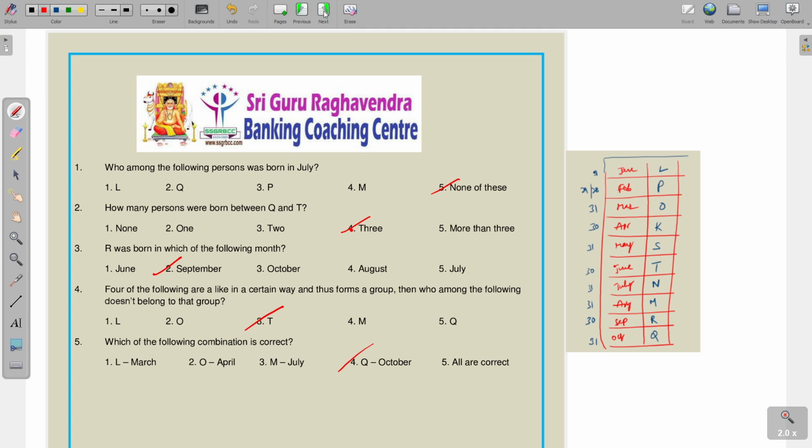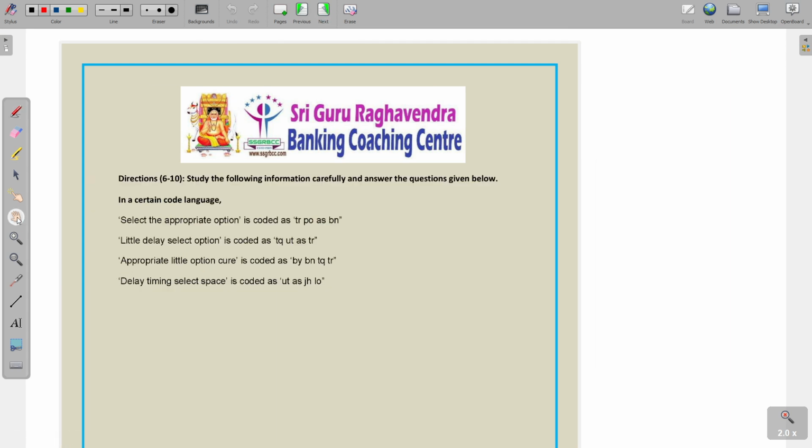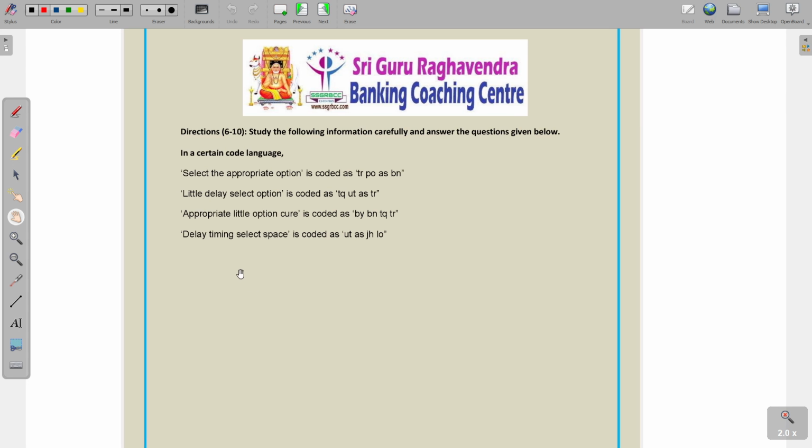Next, see the next one, coding and decoding. First of all, try to find code for each and every word and then answer the questions. See the first one, select the appropriate option, little delay select option. Appropriate little option, and delay timing select. See, option, option and option, there are three. So option is coded as TR. So TR, TR and TR. TR is the code for option.